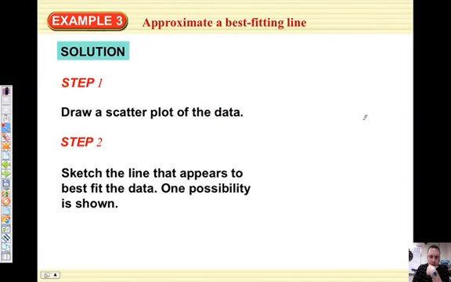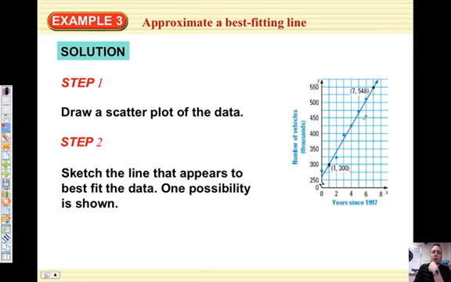Sketch a line that appears to best fit the data. Okay, so they show you right here. Here's all the points that you should have drawn, and then you put a line through as many points as you can, as close to the points as you can. Alright, that's step 2. What's step 3? Find 2 points that are on the line. You see, this one's perfectly on the line. This one is perfectly on the line. Step 4, last step, use these 2 coordinates that you found and find the slope.